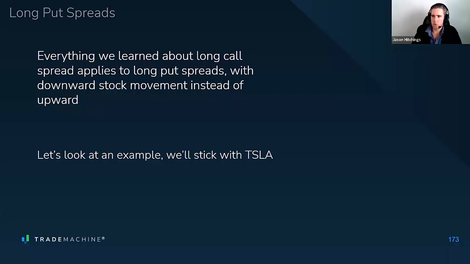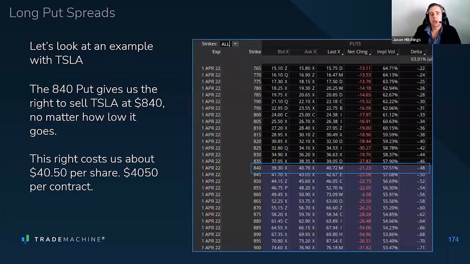So let's just walk through an example with Tesla, but this time we'll buy a put spread. So now I'm looking on the right-hand side of the chart, and we're going to buy a similar size of put spread. It's going to cover a similar amount of stock movement. Let's first start by looking at the 840 put. The 840 put in Tesla will give you the right to sell Tesla at 840. Even if you don't own Tesla, if Tesla goes down to, say, 700, you have the right to sell it at 840.